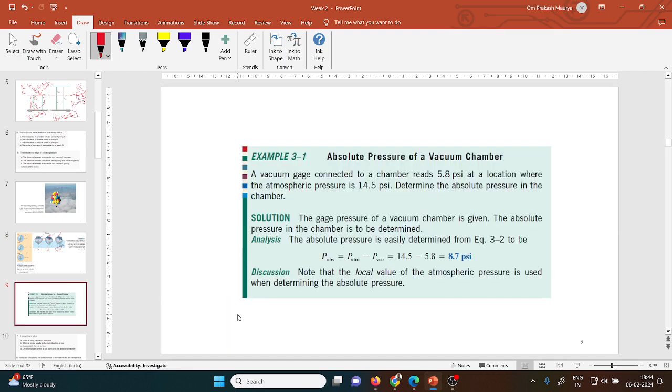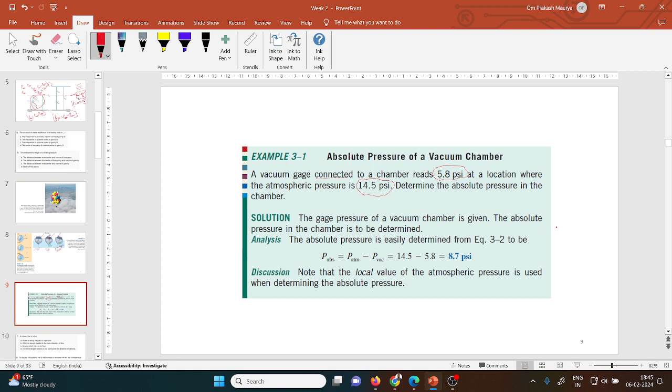Here is one question. Actually, this is for fluid mechanics. I have followed the Sinjal and Simbala book, so this question is from that book. What is it telling? A vacuum gauge connected to a chamber reads 5.8 psi at a location where the atmospheric pressure is 14.5 psi.